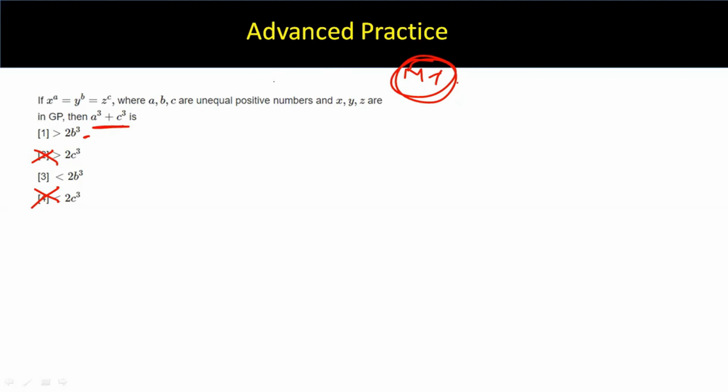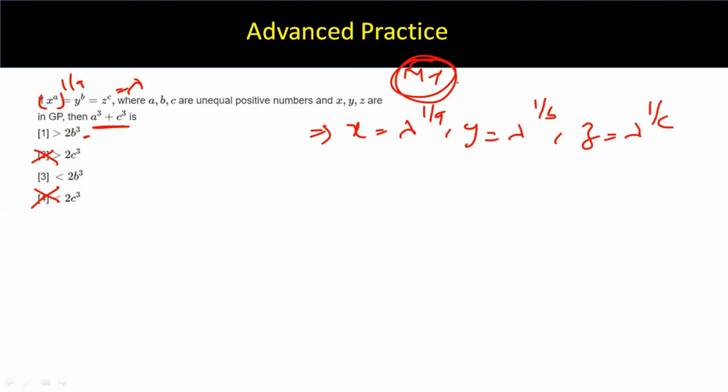ठीक है. ऑल्टरनेट अप्रोच क्या है जो भी मयूर बता रहा है कि सी x you just consider this to be say equals to lambda, right? Which means x कितना हो गया? You just take यहाँ पे भी पावर 1 by a, यहाँ पे भी पावर 1 by b, so x will be lambda to the power 1 by a, y will be lambda to the power 1 by b, and similarly z will be lambda to the power 1 by c, right? If you just assume this to be equals to lambda.